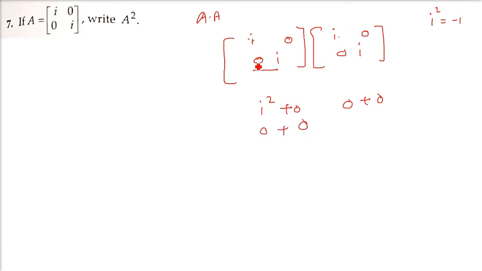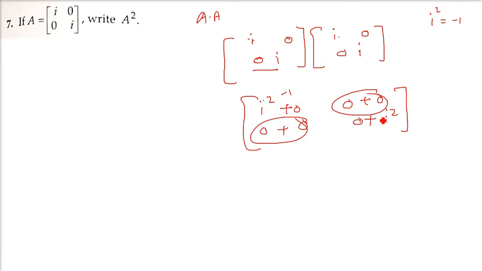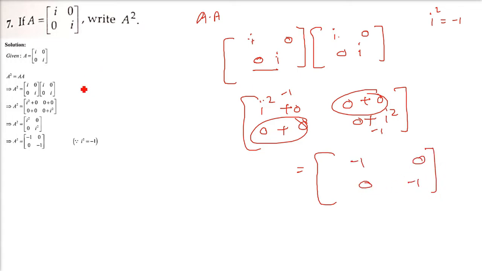Now 0 into 0 is 0. I into I is I squared. So, what do you see here? This is 0. This one is 0. This is I square, minus 1. This is also negative 1. So, just replace it. Minus 1, 0, 0, minus 1. This is your A square.